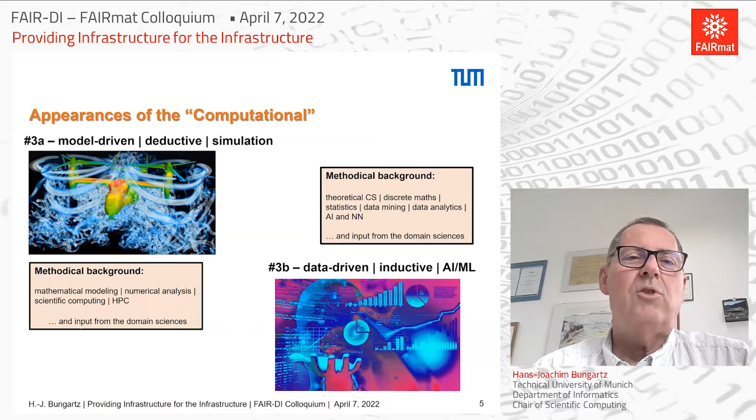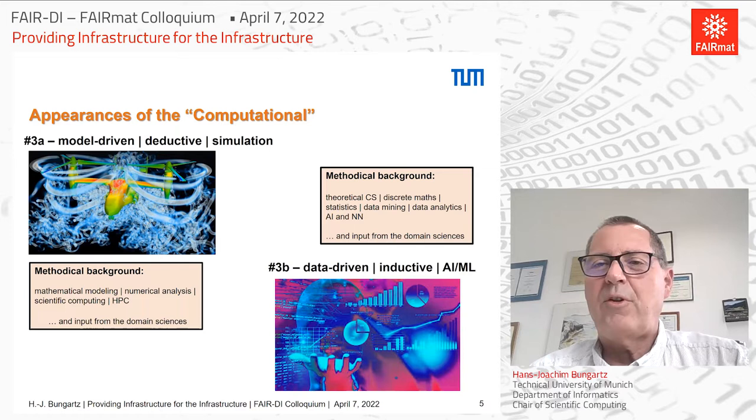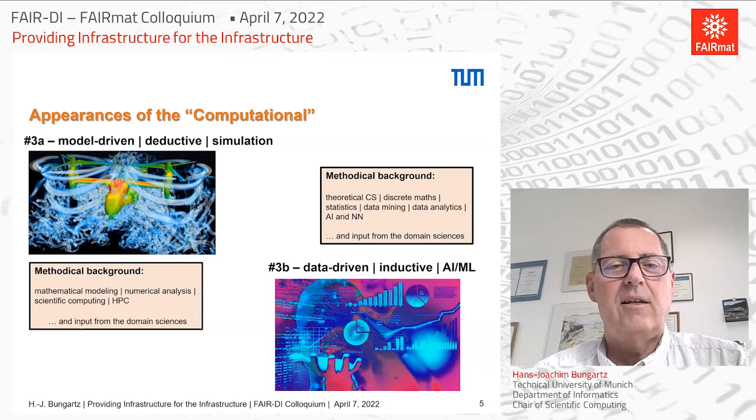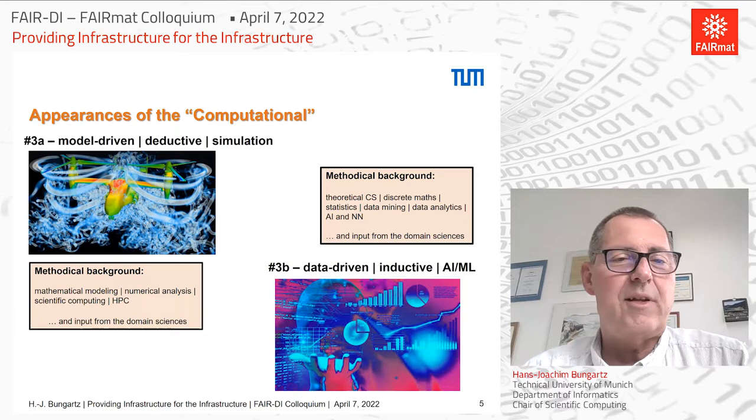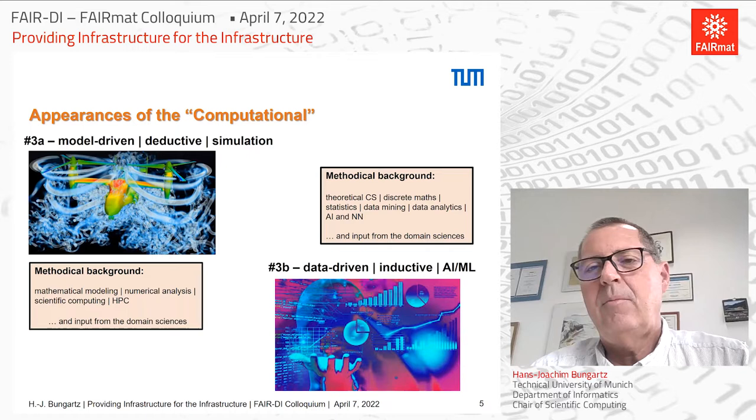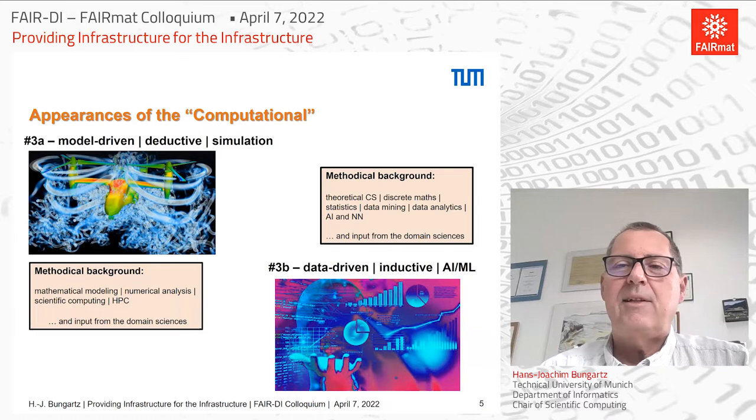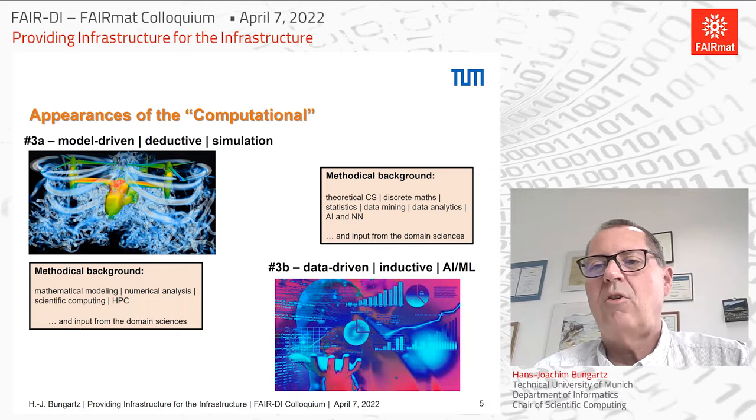So now one could ask, if these things are just ping and pong, why do so many people call it the third and the fourth paradigm? So one reason is that the methodical background is quite different. If you think of simulation, that typically comes out of mathematical modeling, numerical analysis, playing a big part, of course, in scientific computing, high performance computing, and of course, a lot of input from the domain science. On the other hand, the background of AI, machine learning, is more theoretical computer science, discrete mathematics, statistics, data mining, data analytics, neural networks. And these are basically completely different or orthogonal even communities.